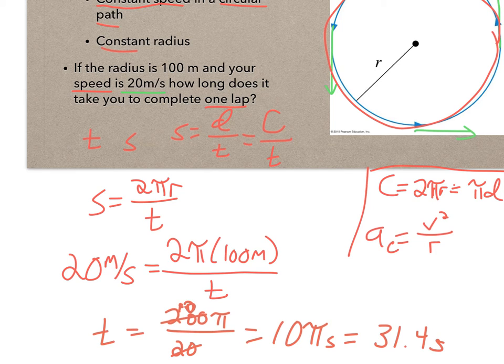I actually didn't need the calculator for that one. Okay, so it takes me 31.4 seconds to go around a 100 meter track at 20 meters per second, about 45 miles an hour. So what we're going to do is call this a special name. Instead of using lowercase t, we'll call it capital T, which is short for period.